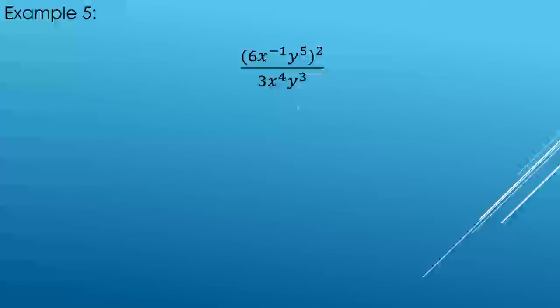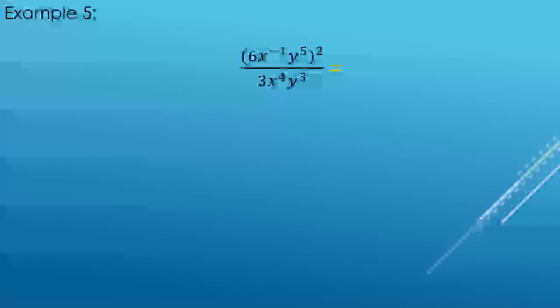Another example. And I am kind of mixing together lots of the different rules we've seen. So it's not just power to a power here. So I see 6 times x to the negative 1, y to the 5th, all raised to the 2nd, and then it's divided by 3, x to the 4th, y to the 3rd. So let's deal with that power to a power on top, because that's kind of complicated looking. And then maybe we can do some canceling and clean up this overall fraction.